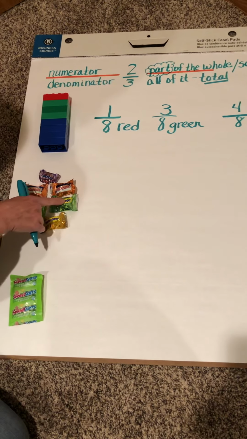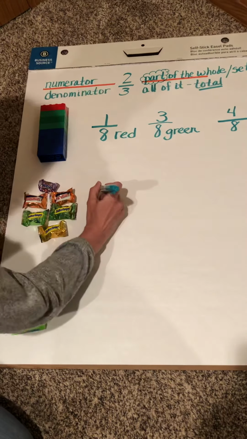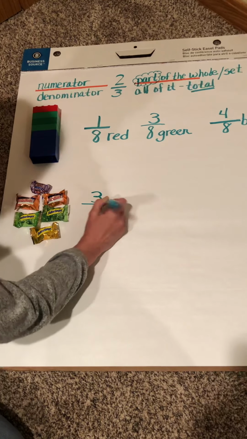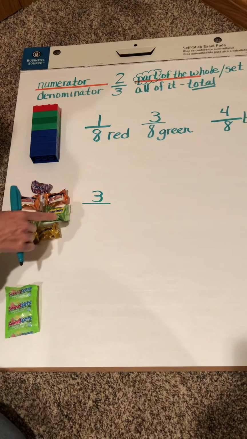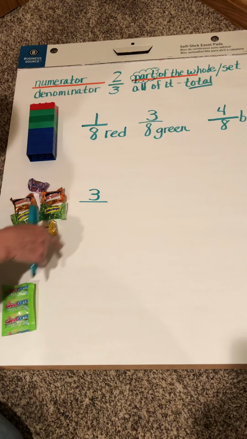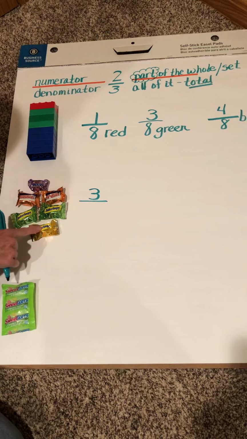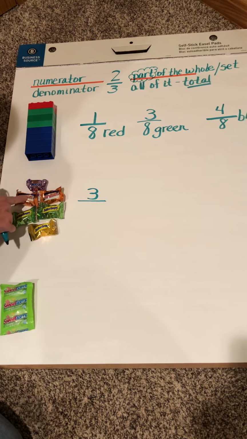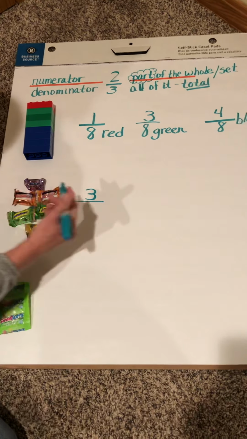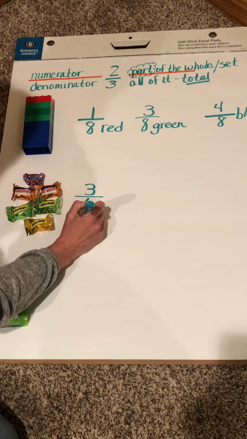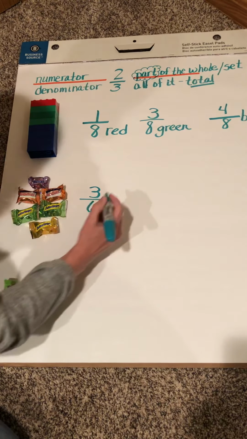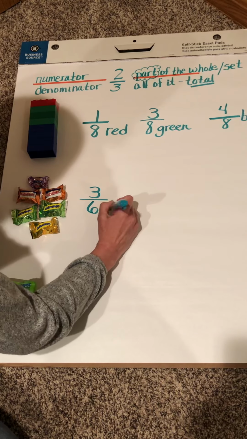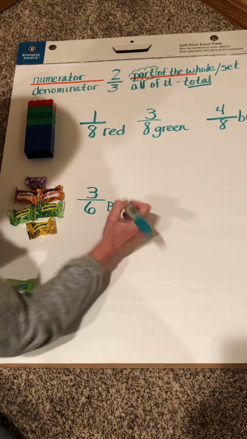Let's count how many Butterfingers we have. 1, 2, 3. That's going to be my numerator for Butterfingers. My denominator, remember, that means total. So I'm going to count everything I have here. 1, 2, 3, 4, 5, 6. 6 is my denominator. So 3/6 of this set of candy are my Butterfingers. And I'm just going to write BF just to be quicker.